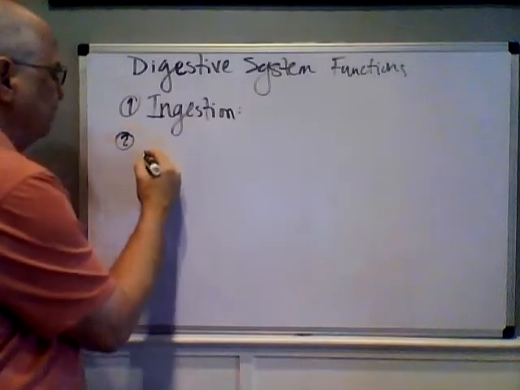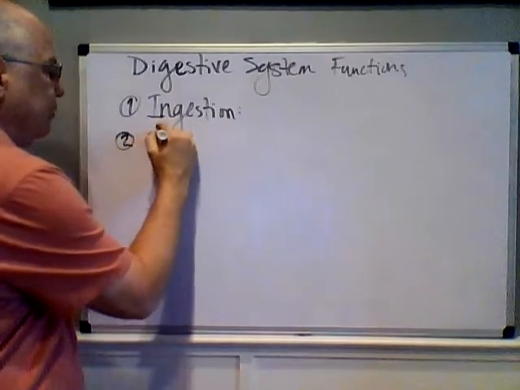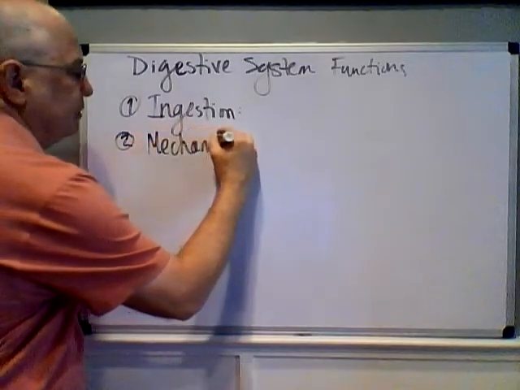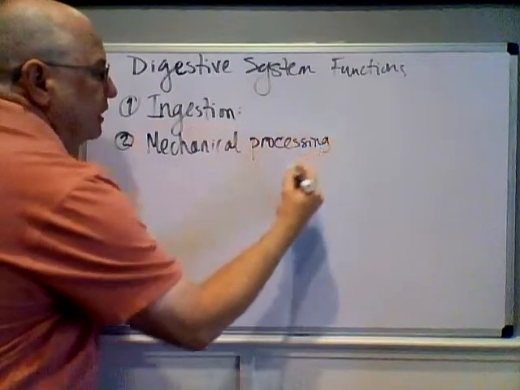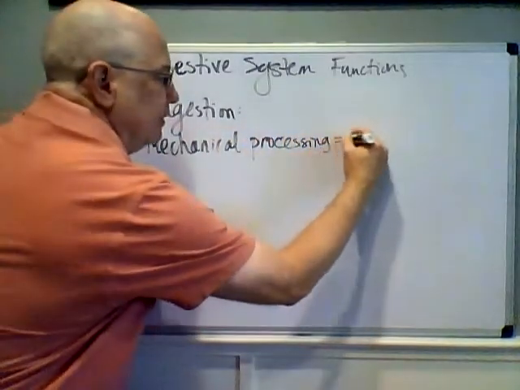The second major function of the digestive tract is what we call mechanical processing. Mechanical processing is the physical breakdown of food.